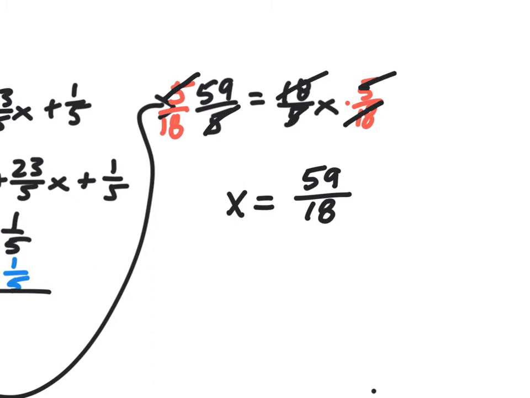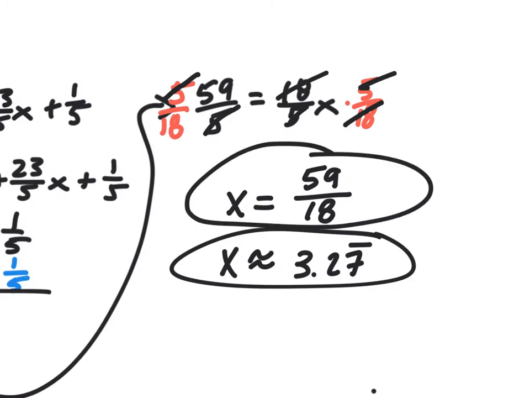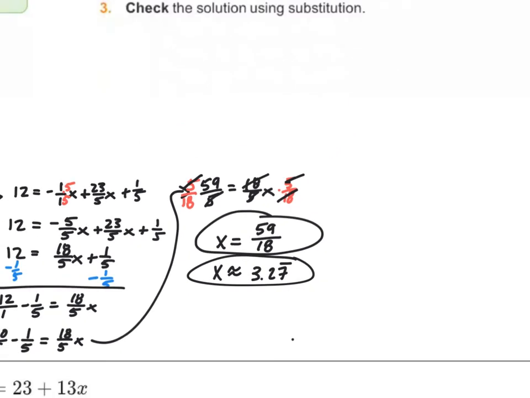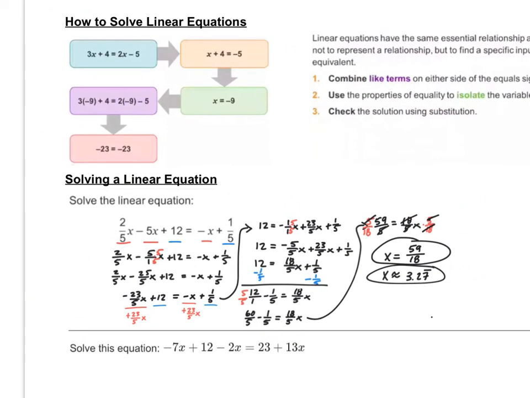Now 59, I believe, is a prime number, so we can't really simplify that. But you've got 59 eighteenths, your value is going to be about, x is approximately, say, 3.27 repeating, okay? And that's kind of the idea, okay? I would prefer this. But guys, I know this is a lot of work. I know it doesn't look very good, but we need to be able to solve these equations with fractions.